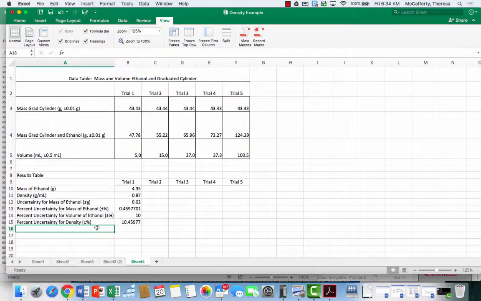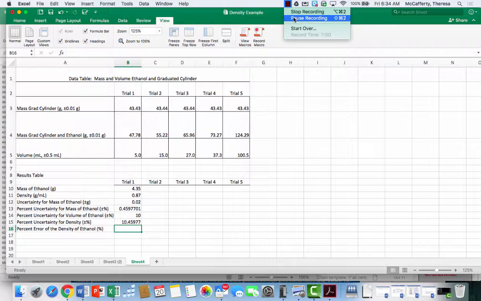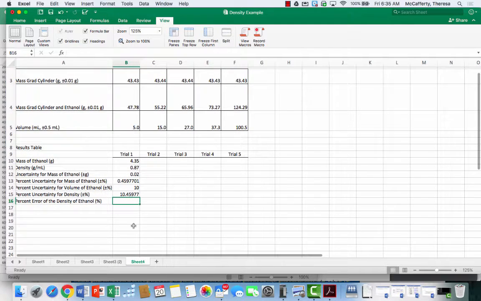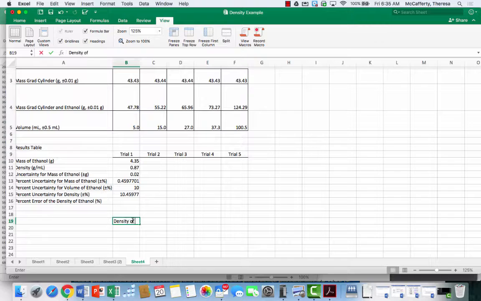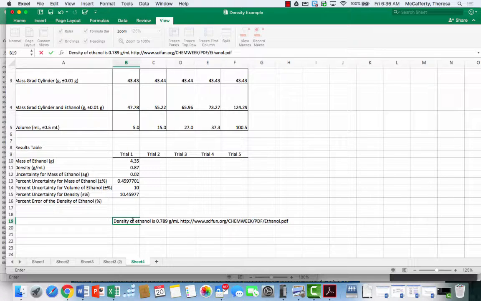The last thing that we have to do is calculate the percent error of the density of ethanol. And this will be a percent. We're going to have to go look that up on the internet. Okay. So looking up the density, I found that the density of ethanol is 0.789 grams per milliliter, and that comes from that website. You should be a little bit nicer in how you cite that, just saying.